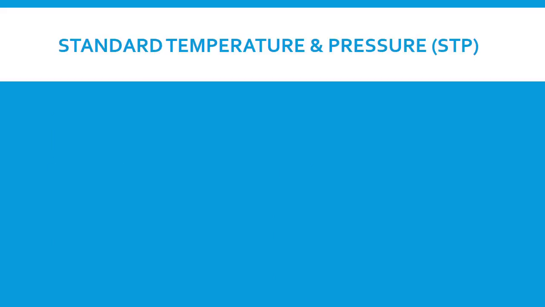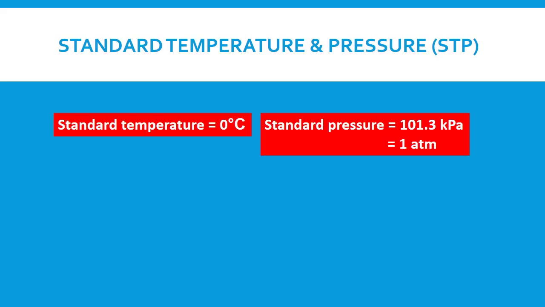The volume of a gas varies with a change in temperature or a change in pressure. So due to these variations, volumes of gases are usually measured at standard temperature and pressure. When we say STP, we mean standard temperature and pressure. The standard temperature is 0 Celsius or 273 Kelvin. Standard pressure is 101.3 kilopascals or 1 atmosphere.